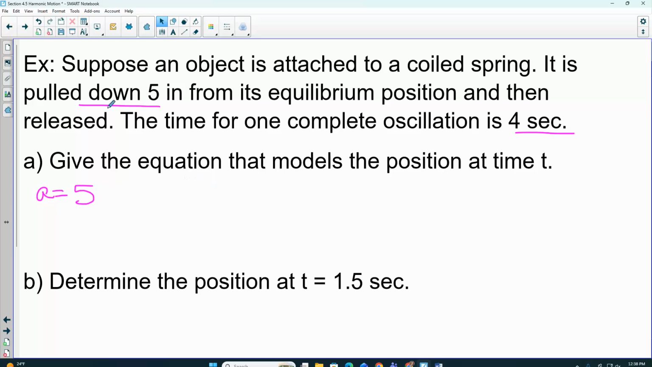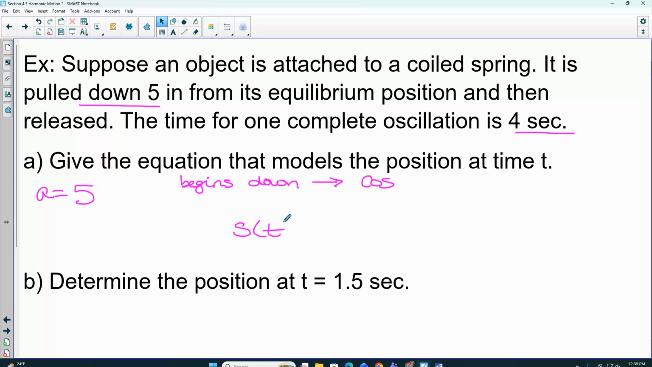I also know that this one begins down because I pulled it down. So is that a sine or a cosine? Sine always starts where? In the middle. So it would have to start at its equilibrium and then go from there. This one, I pulled it down and then released it, so it started from its low point. That's more like cosine, except cosine typically starts at its high point. So how would I make it start at its low point? A negative.